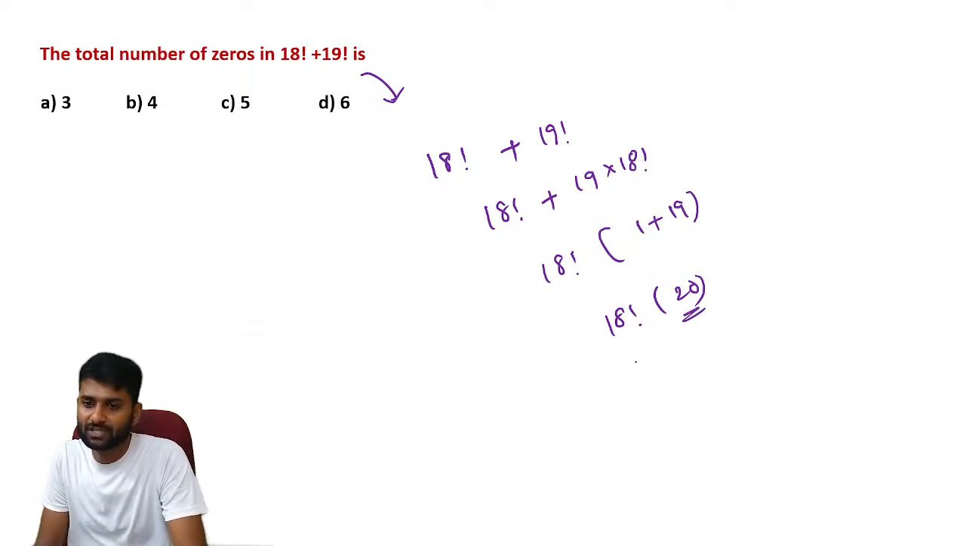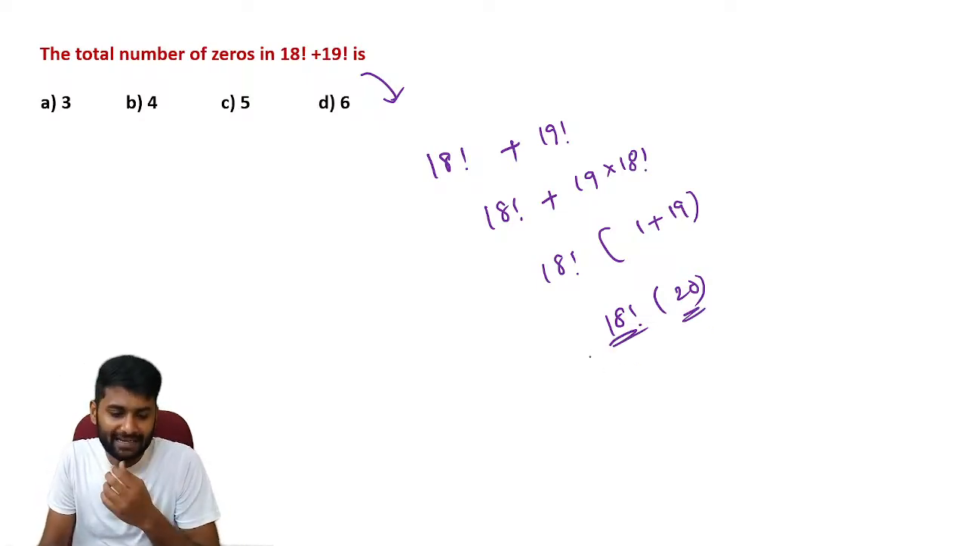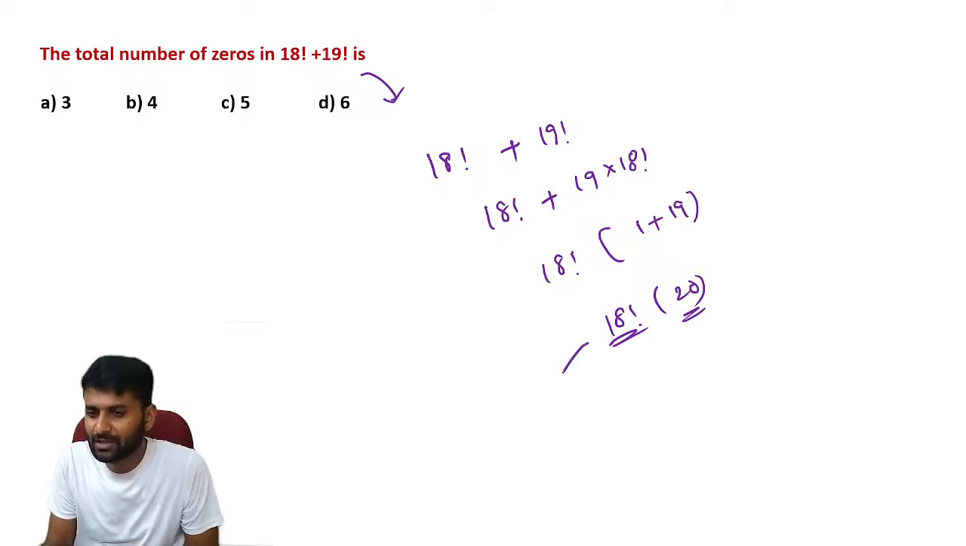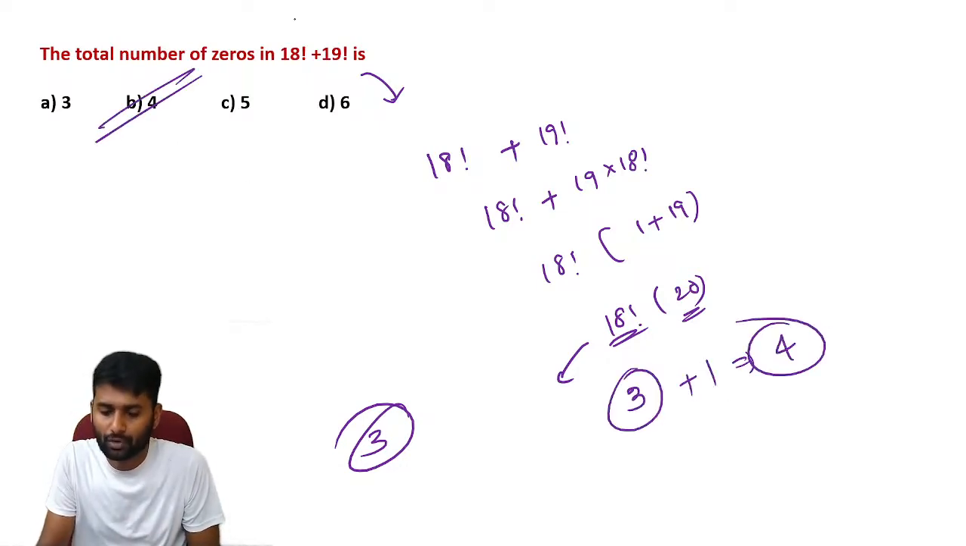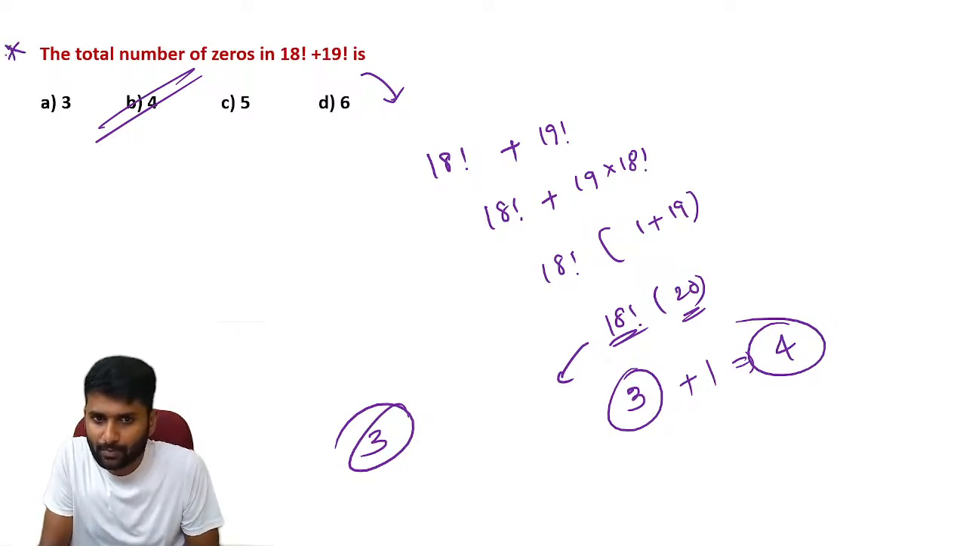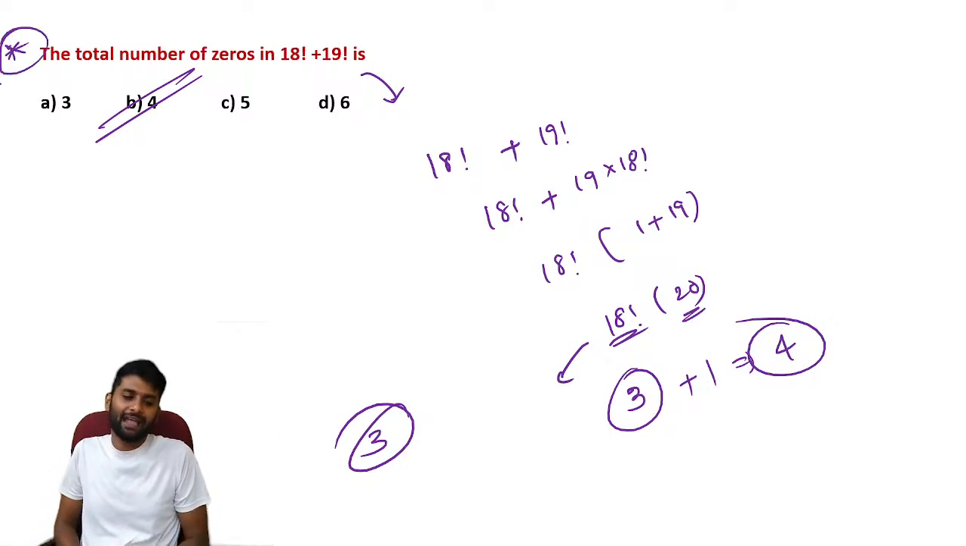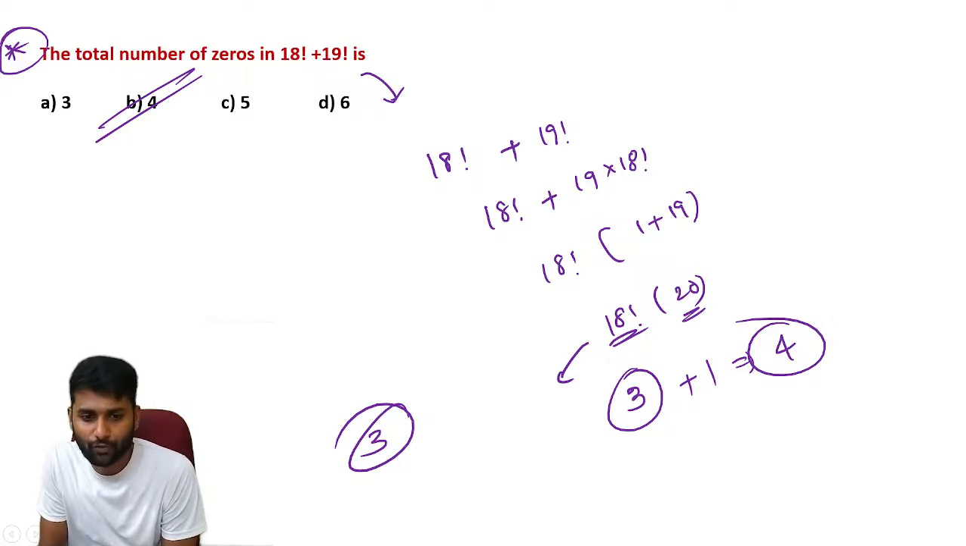You can see here 1 zero. But how many zeros are there in 18 factorial? I told you, in any factorial, divide by 5. 18 divided by 5 is 3. So you can see here 3 zeros, and here 1 zero, so the total number of zeros is 4. This is one of the important models. Number of zeros in 18 factorial plus 19 factorial is 4.